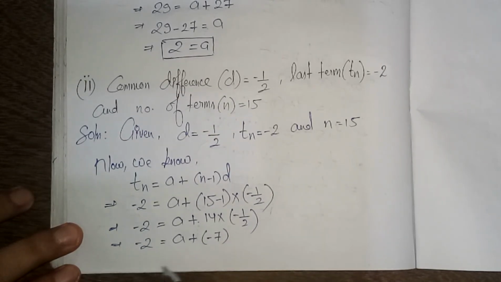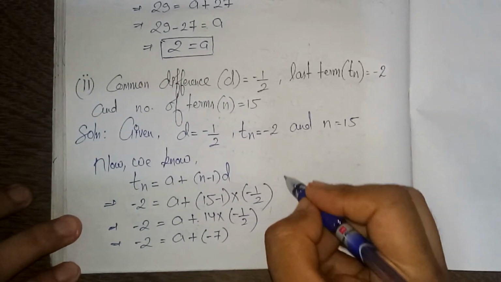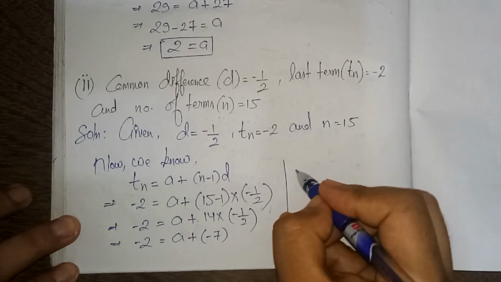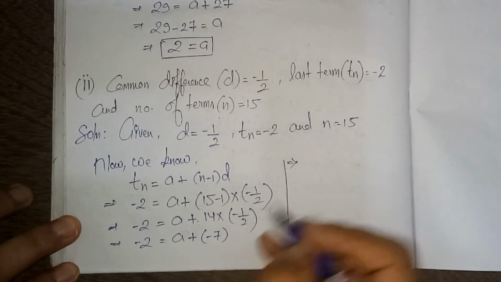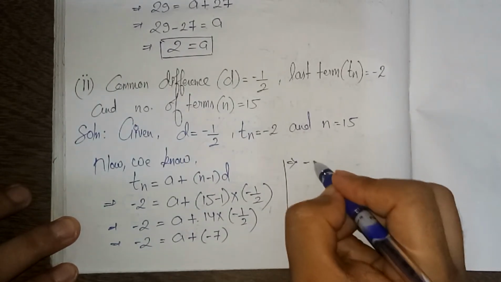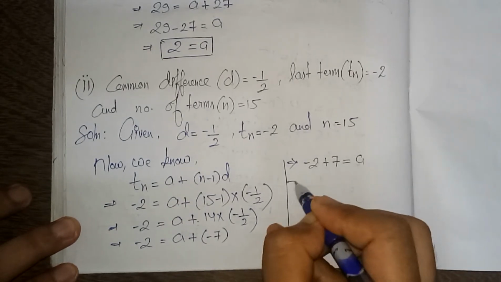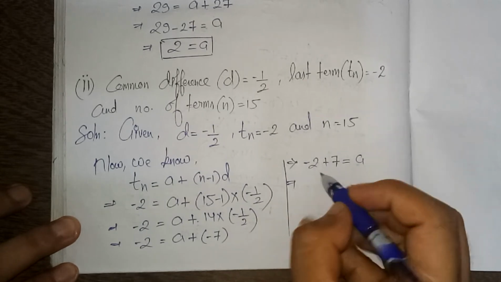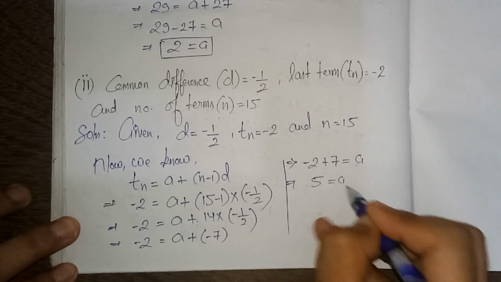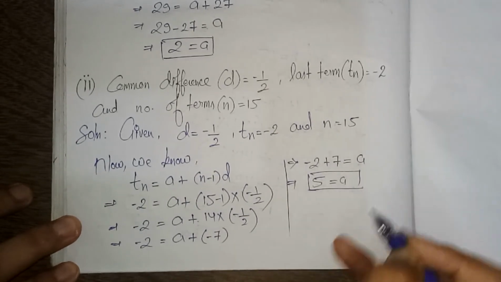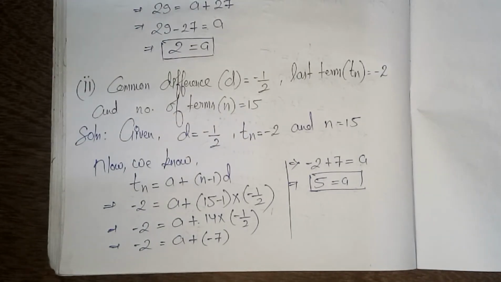Now simply we have to find the value of a, that means we have to transfer. So I am doing it over here. We have to transfer this -2 to the left hand side, then it becomes 7 plus 2... so 7 equals a. So this is 7 minus 2, which is 5. Okay, that means a is equal to 5. The value of a is equal to 5. So this is also completed.